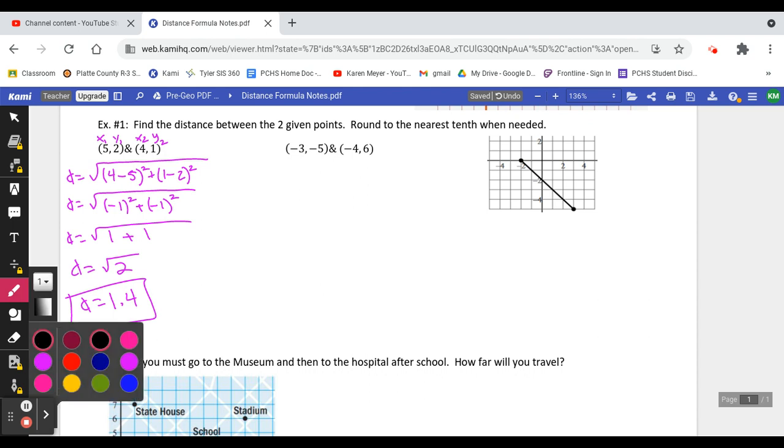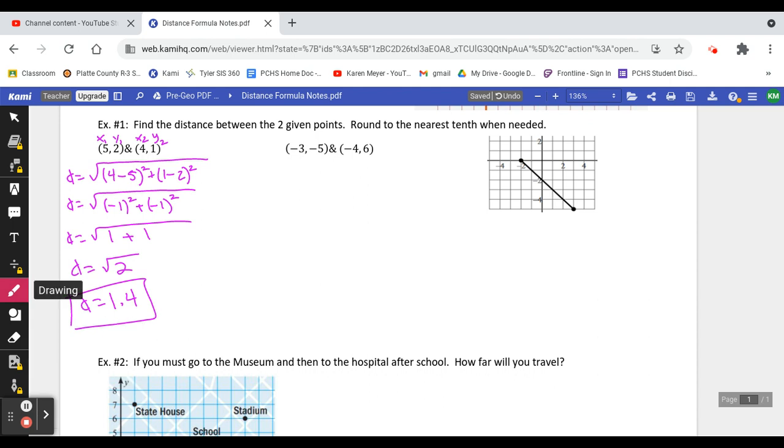Okay, next one. So remember, x1, y1, x2, y2. So distance equals, subtract your x's. So that would be negative 4 minus negative 3, quantity squared, plus subtract your y's, which would be 6 minus negative 5, quantity squared.